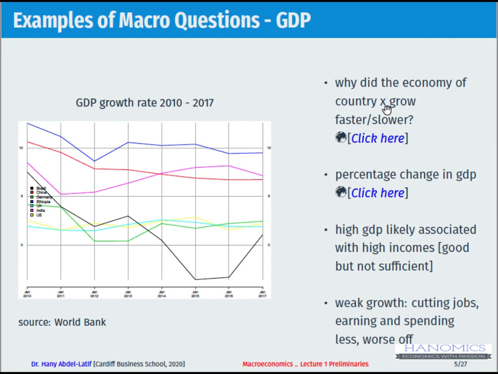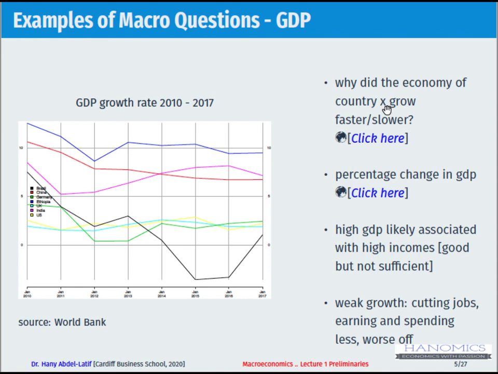So anyway, this is just an example of different growth rates in different countries. Again, this is real data from 2010 to 2017. So far, we're talking about what is macroeconomics.